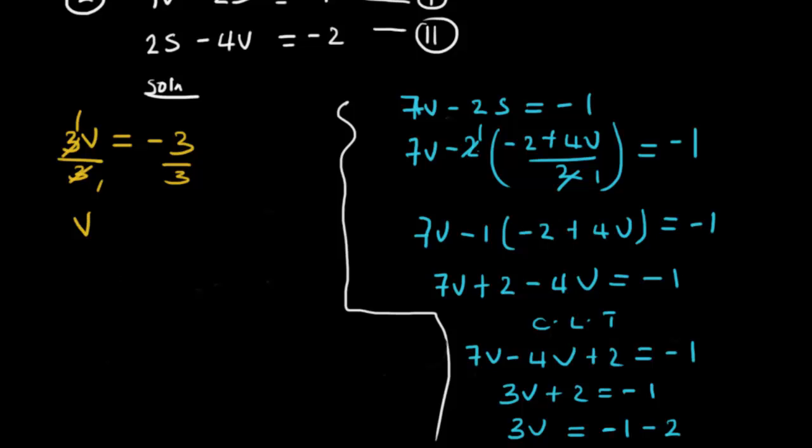To find v, we divide both sides by 3. So I'm left with v equals minus 3 over 3, which is minus 1. I hope this is understandable.